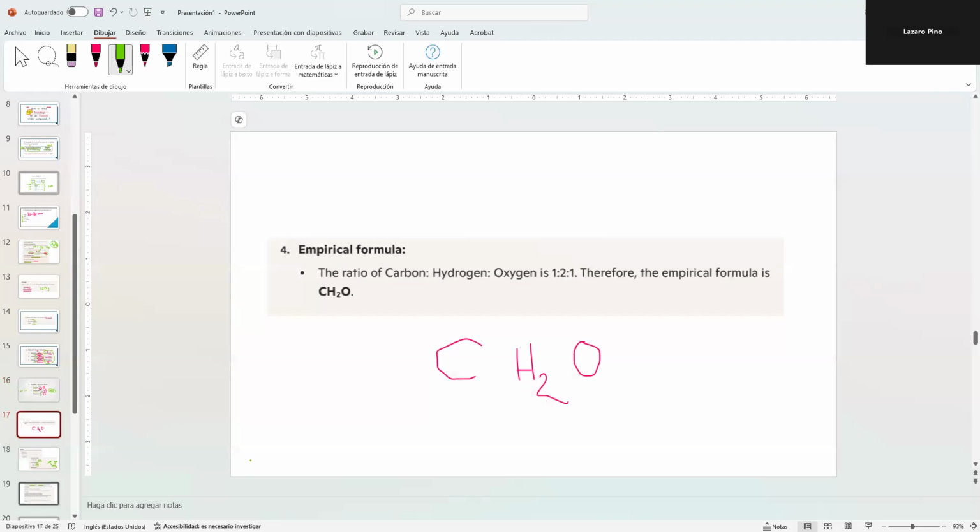Then, in this case, the smallest ratio is 1 atom of carbon, 2 atoms of hydrogen, and 1 atom of oxygen. So, this is the empirical formula.